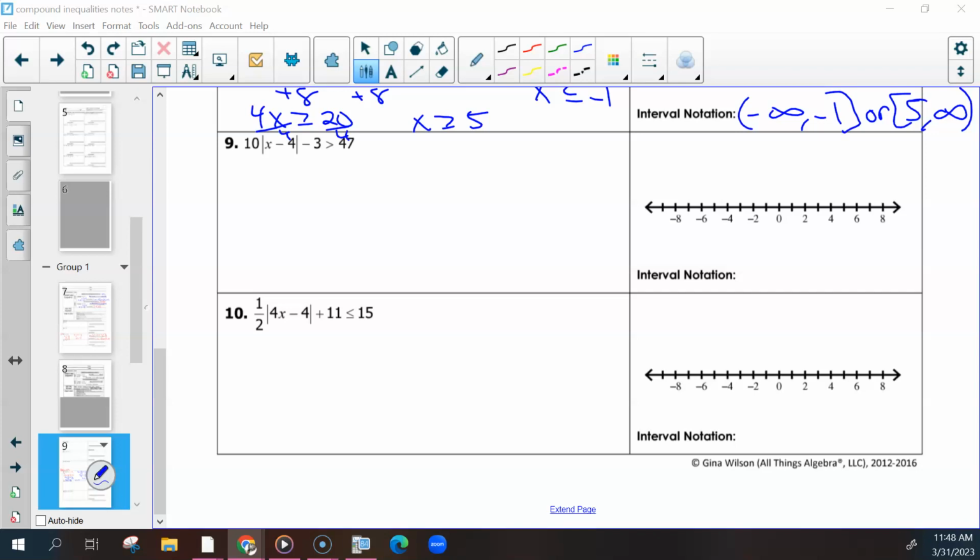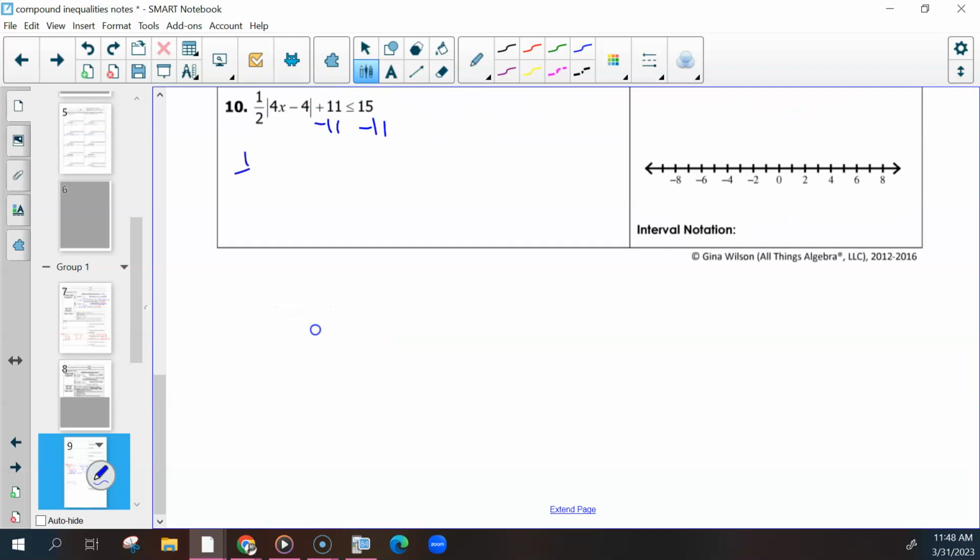How do we get rid of the 1/2 and the 11 that's around here? Get rid of that by subtracting 11 from both sides. And then get rid of the 1/2. So you could divide by 1/2 or multiply by 2, either or. I'm going to multiply by 2, but if you divide by 1/2, that would also be the same.